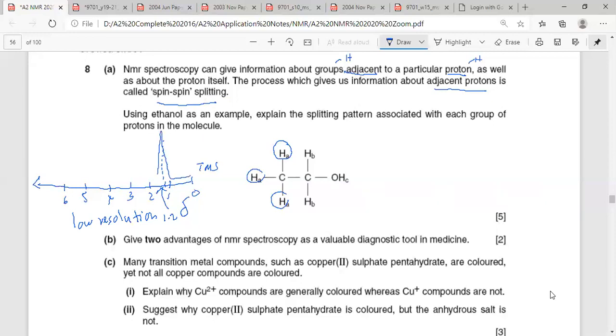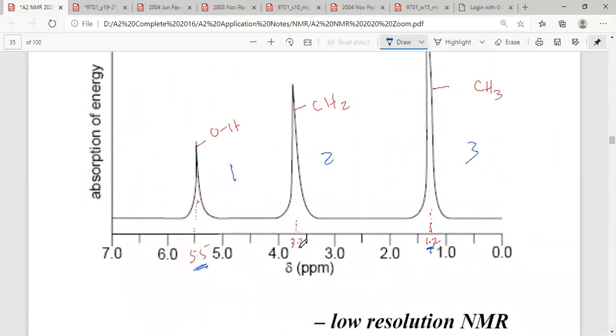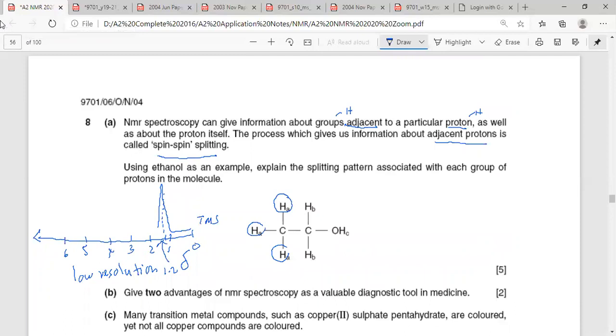And of course, the other ones, I forgot what they are. Let me just check again. It's 3.7 and 5.5 now. Let me just go back to the other one here, page 56. 3.7 and 5.5.